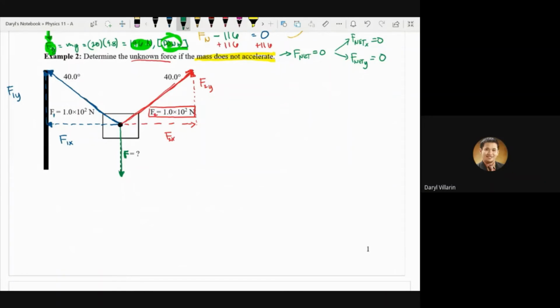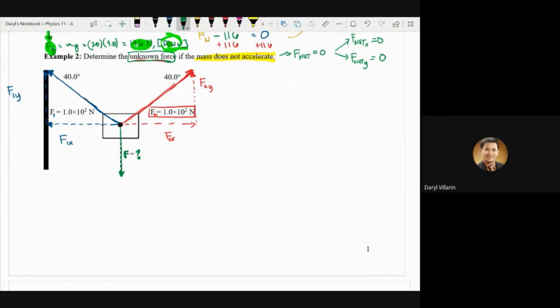You want to get the unknown force. The unknown force is given by F. Okay? So what must be this value here if the object doesn't accelerate? Again, you can also think of this one as the weight of the object. The object would be having a weight that is directed downward.